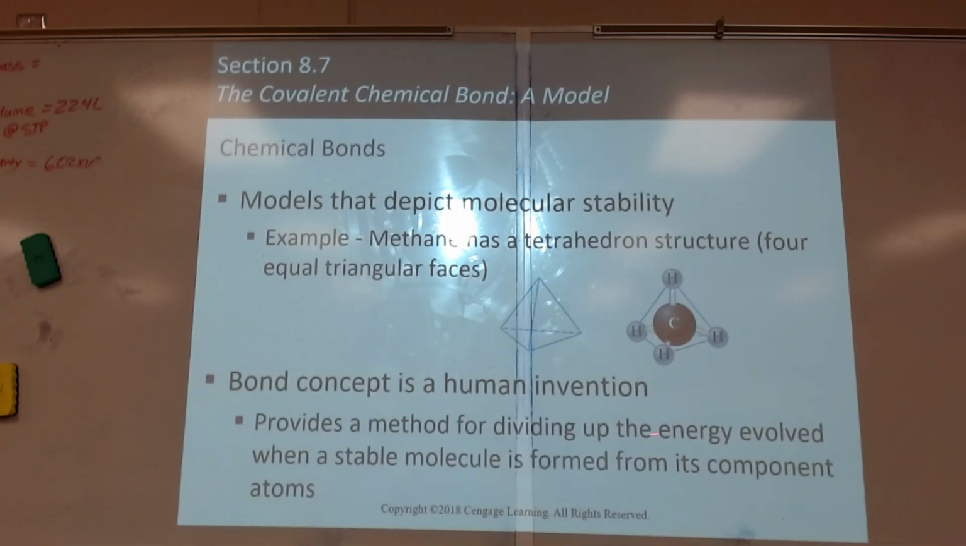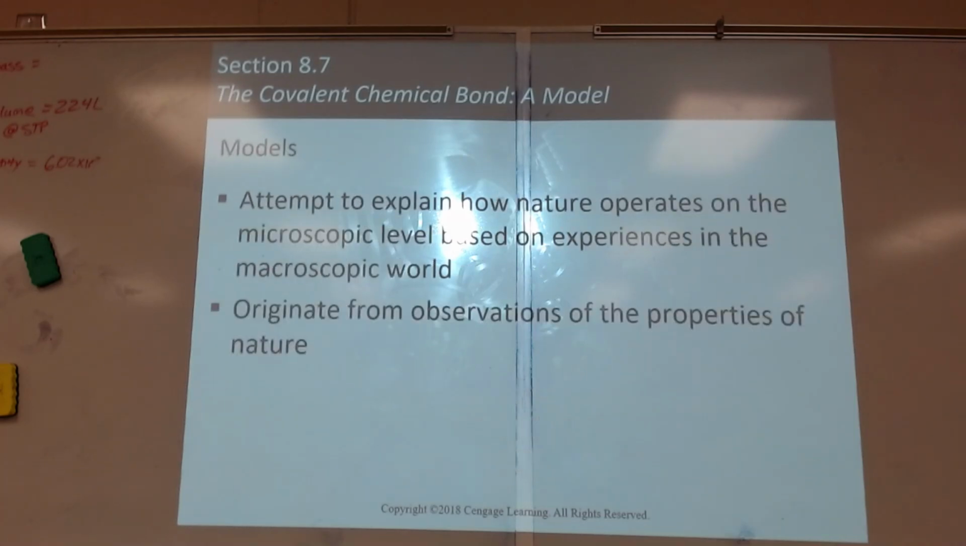This is a method of dividing up energy to figure out when a stable molecule is formed from its components. Just a way to think about it. Models attempt to explain how nature operates based on experiences in the macroscopic world, and they originate from observations of the properties of nature. All we're doing is watching how nature behaves. This is a classic science thing. We watch how nature behaves. We build a model and test it. And we keep asking, does it behave like this?